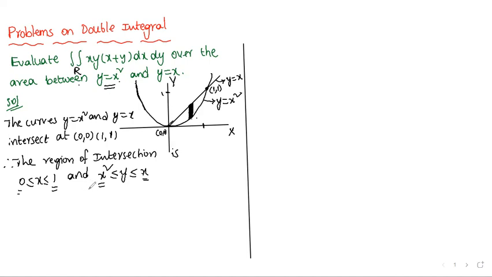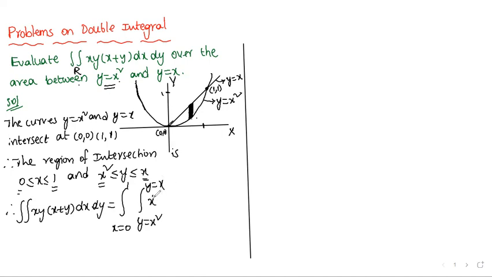y and x limits. Therefore double integral xy into (x plus y) dx dy is equal to the integral with x from 0 to 1 and y from x square to x. Multiplying, we get x square y plus xy square into dx dy.